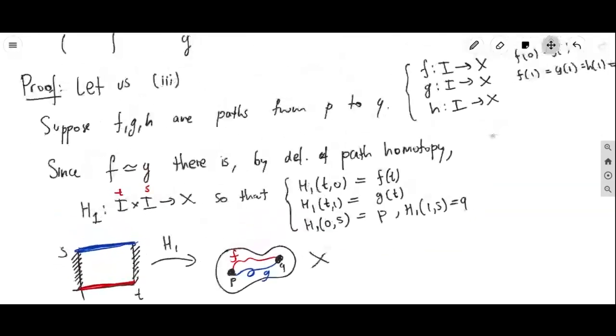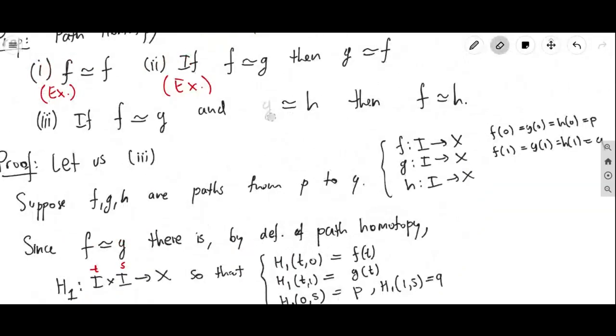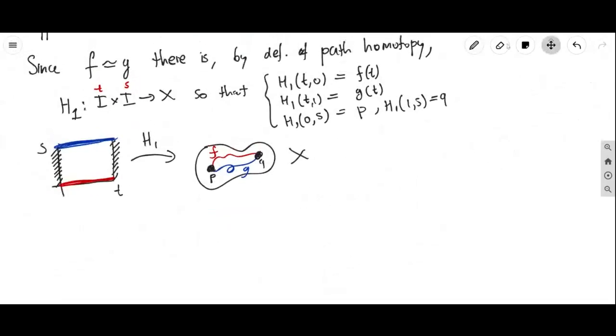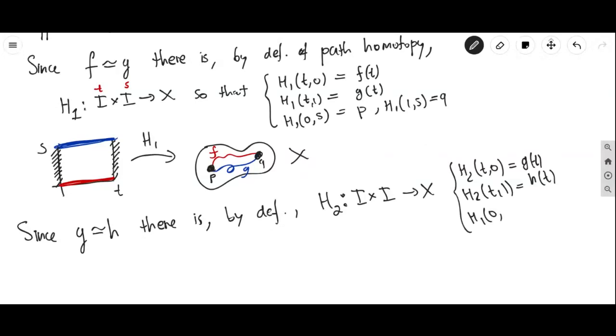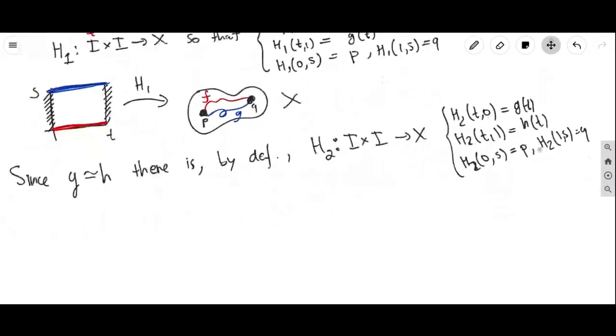Now, we also say that G is path homotopic with H. Since G is path homotopic to H, there is, by definition, a mapping, let's call it H2, that's called a homotopy mapping, from I times I into X, and it satisfies the properties that H2 of t,0 is equal to G of t, H2 of t,1 is equal to H of t, H1 of 0,s is equal to p, H2 of 0,s is equal to p, and H2 of 1,s is equal to q. So these properties are now satisfied.